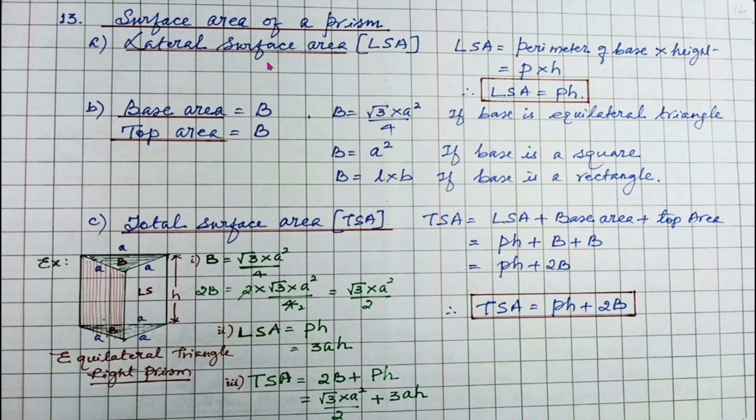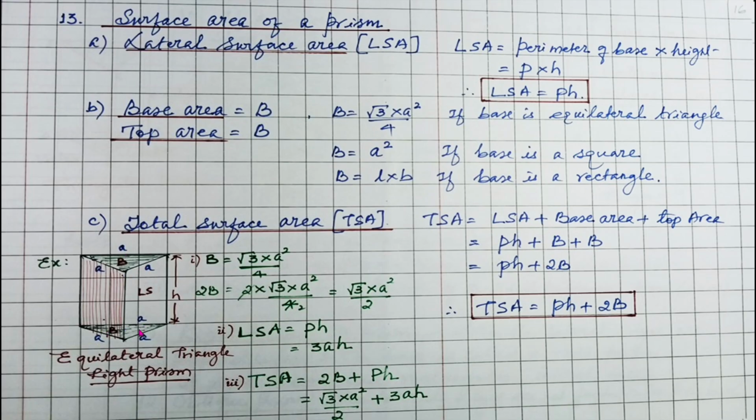Now the surface area of a prism. A prism has lateral surfaces and the bases. So the lateral surface area will be the perimeter of the base into height. So take the perimeter of the base and multiply by height. That will give the lateral surface area of the prism. And the base area, that is the polygonal base here. To find the base area, there are two bases. If I consider the base as capital B and the other base also as capital B, the total area of the base and the top will be 2B.